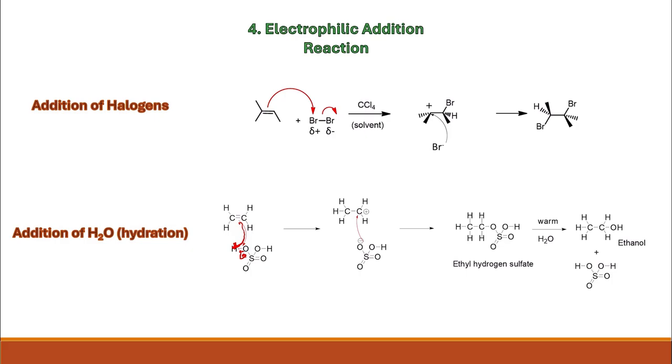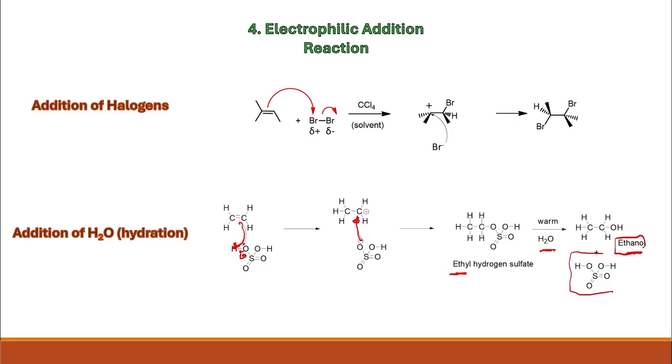And then once these two have been generated, the second step is that this sulfate ion will attack, or will be added to, the carbon with a positive charge. That would give you the ethyl hydrogen sulfate, or whatever we have. If it's propyl, it's going to be propyl hydrogen sulfate. And then if you warm it with water, that will give you the alcohol.